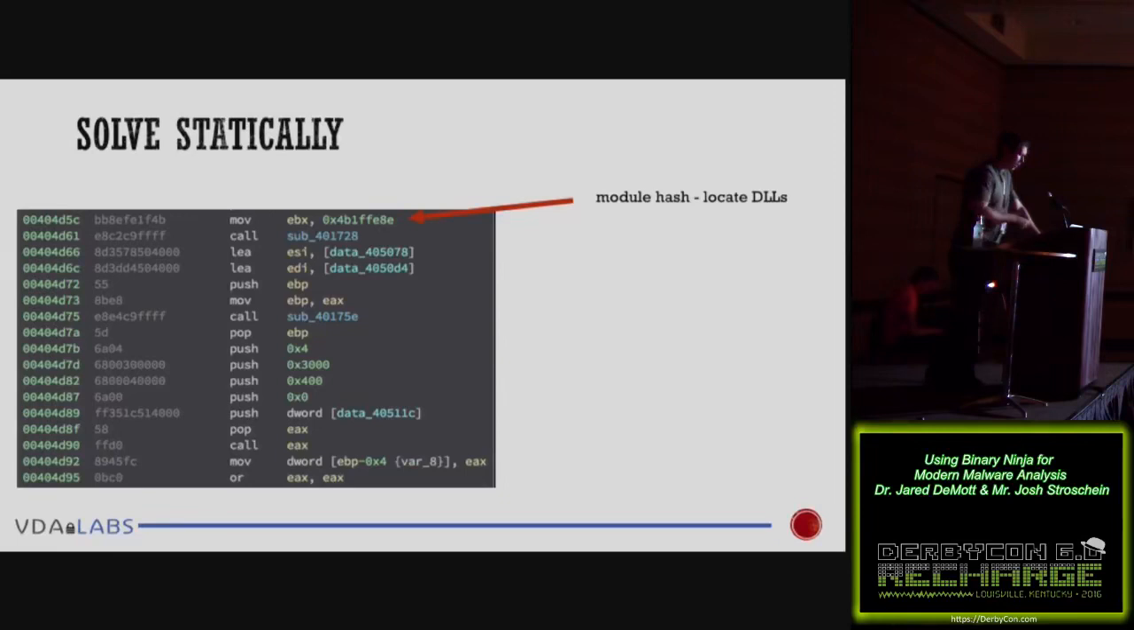We can see later on that as that next function is called, EAX is moved into EBP. So that's how it knows what base address, what module to start looking in to try to resolve those calls, those addresses for the API calls.